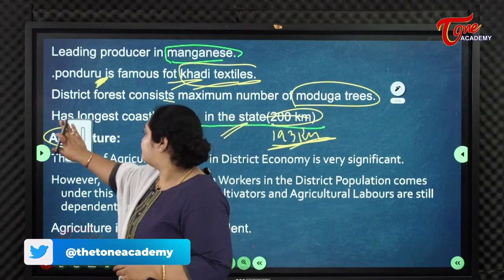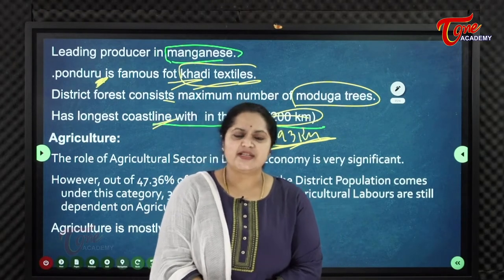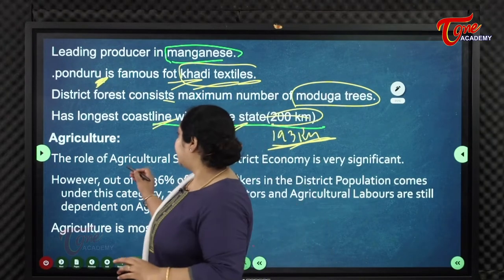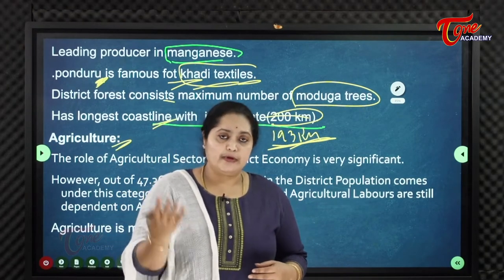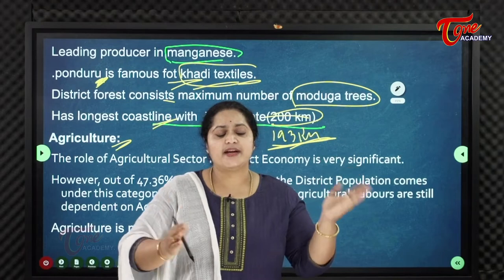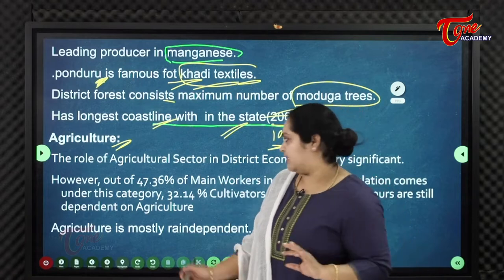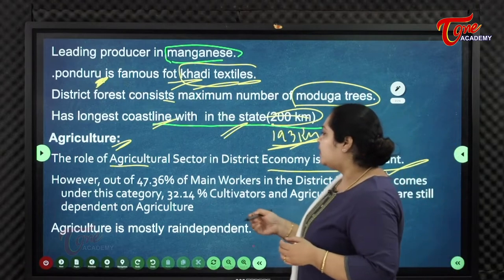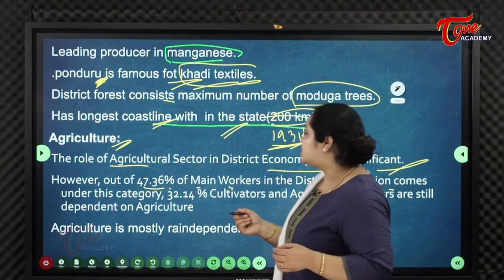Now coming to agriculture. We know that Andhra Pradesh is an agrarian state. Above 60% of people depend on agriculture directly or indirectly, including agriculture and allied sectors. Even Srikakulam is an agrarian district. So the role of the agriculture sector in the district economy is very significant. However, 43% of the main workers in the district population come under this category.